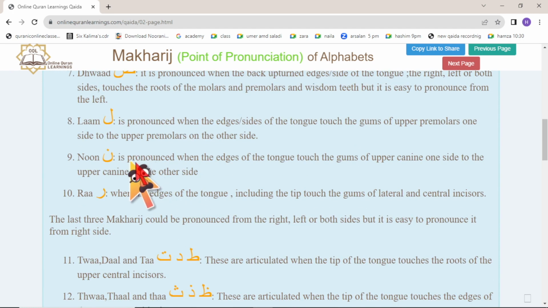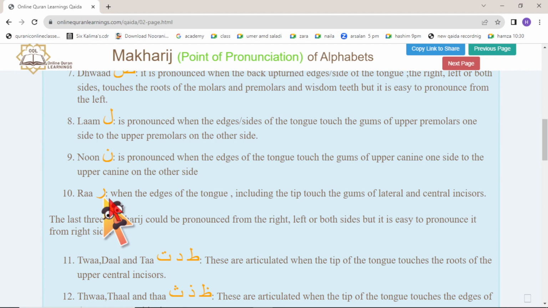So the method for pronouncing noon is when the edge of the tongue touches the gum of the upper canine on one side to the upper canine on the other side. So repeat after me. Noon. Next one is ra.